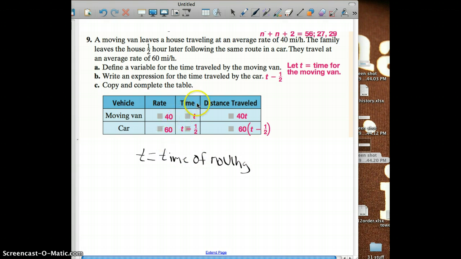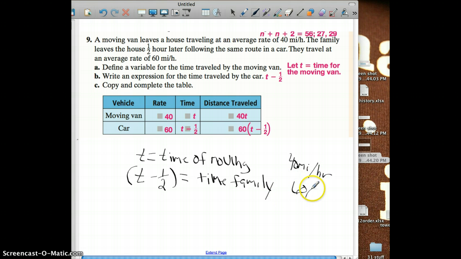So then the family left 1/2 an hour later. Remember, it's important to keep our units consistent. So instead of saying minus 30, which would be 30 minutes, we're saying minus 1/2, which is a half an hour later. That's the time the family left the house. Okay? So now we know that the rate of the moving van is 40 miles per hour, and the rate of the family is 60 miles per hour.